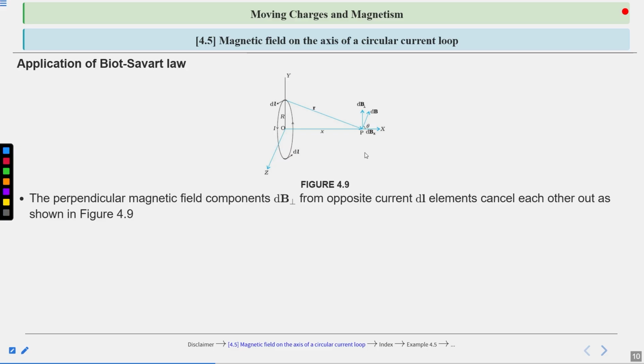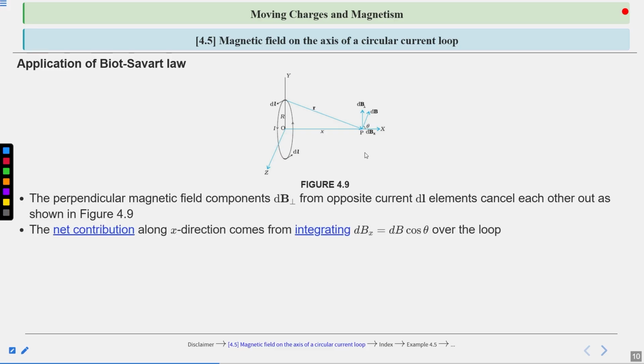The perpendicular magnetic field component dB perpendicular from opposite current dl elements cancel each other out, as shown in figure 4.9. So all the perpendicular components will be cancelled out. The perpendicular component from the opposite current element, existing exactly opposite, due to the symmetry of the loop, cancels out as shown in figure 4.9.